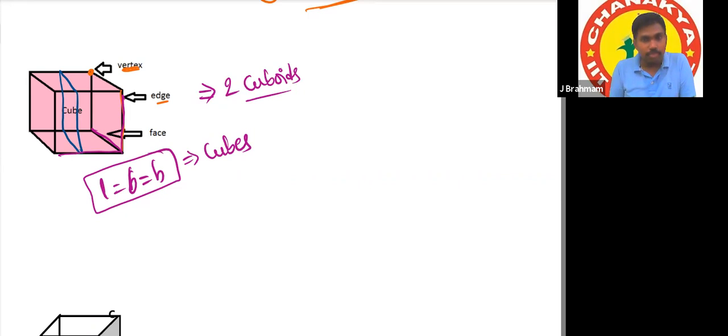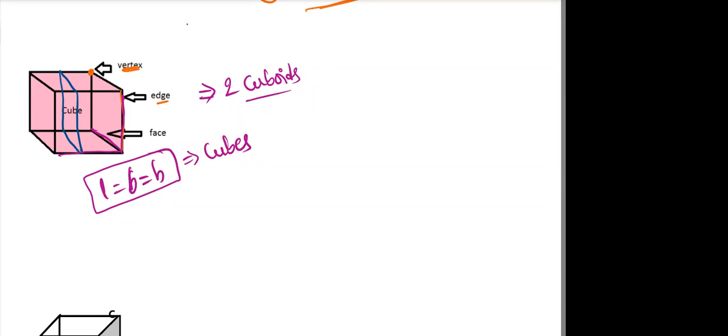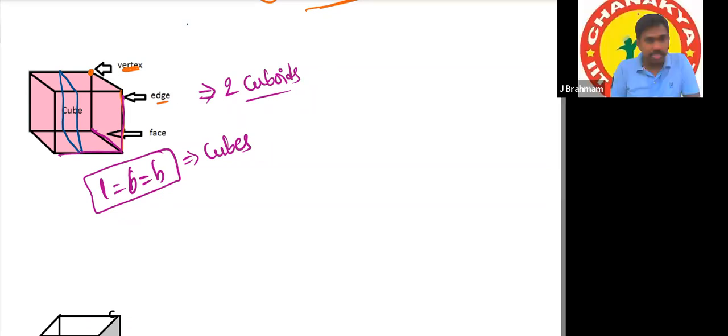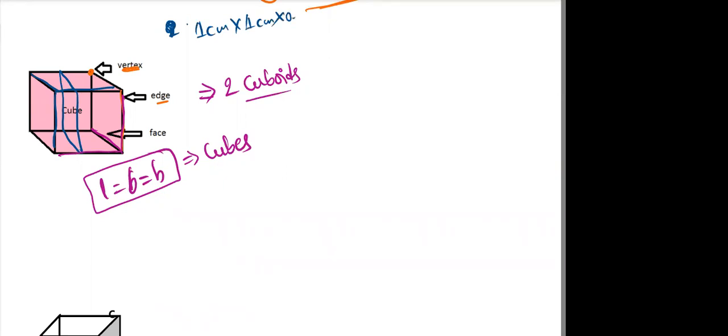What is the condition for a cuboid? All the sides are not equal. Maybe 2 sides are equal, but the other side can be different. Suppose this side is 1 centimeter, this side is 1 centimeter, and this side is 1 centimeter. 2 sides are not disturbed, so they remain 1 centimeter by 1 centimeter only. So what will be the third side? 0.5 centimeter only.